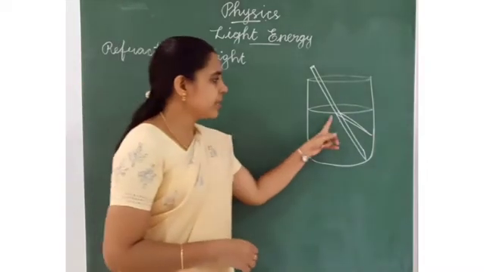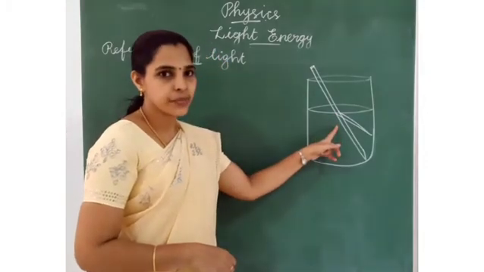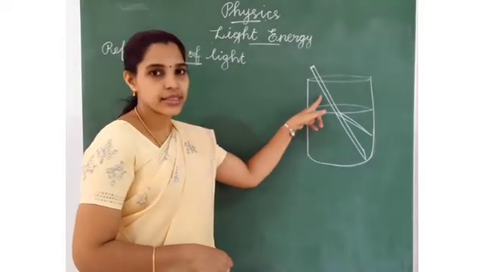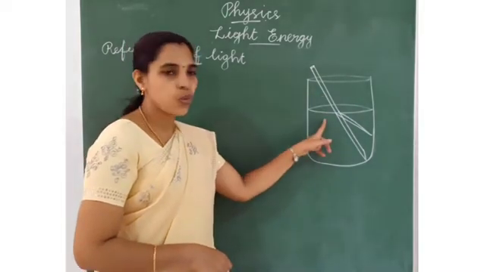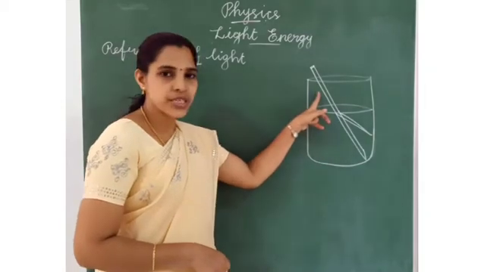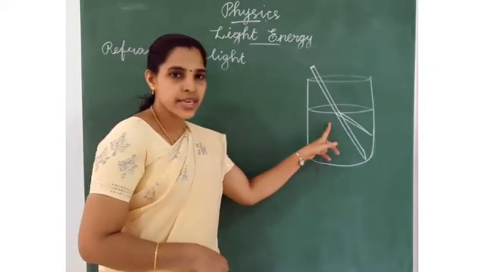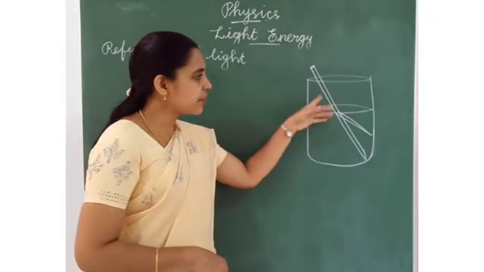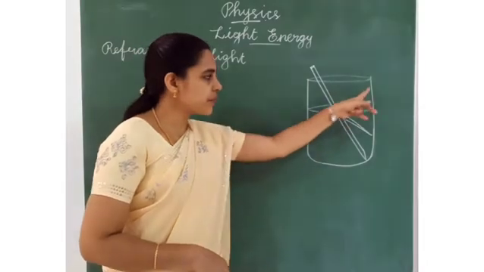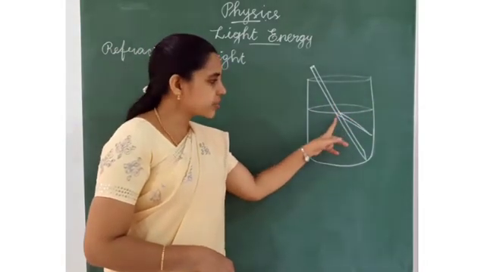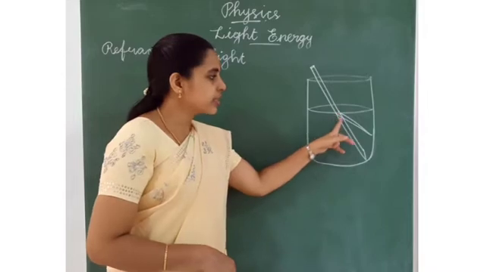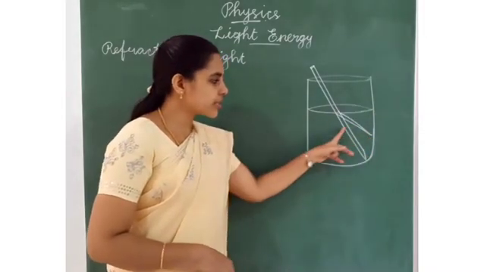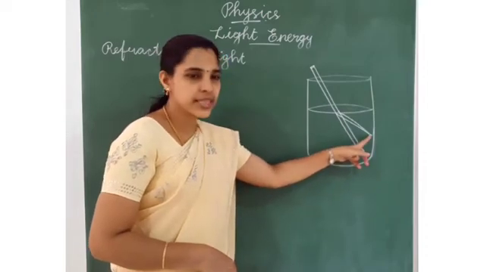For example, listen, one pencil is here in the water. Here the medium is air, and here is water. Air is the first medium, water is the second medium. When the ray of light travels from air to water, and we see the object in the water, the light changes its direction. When we look at the water, we can see the light from this place.